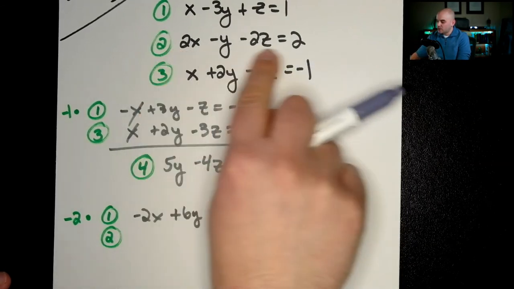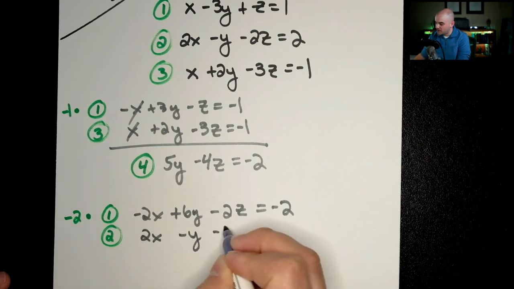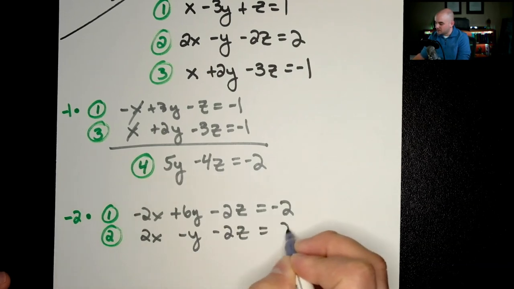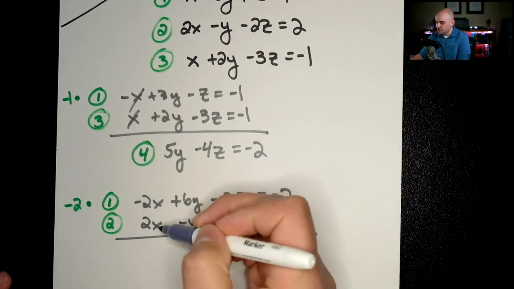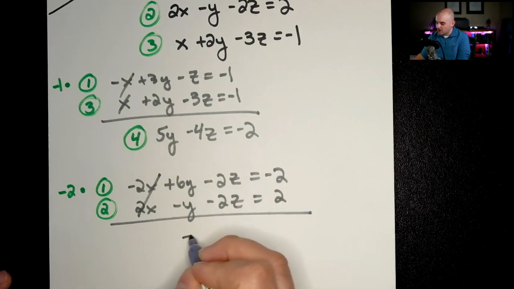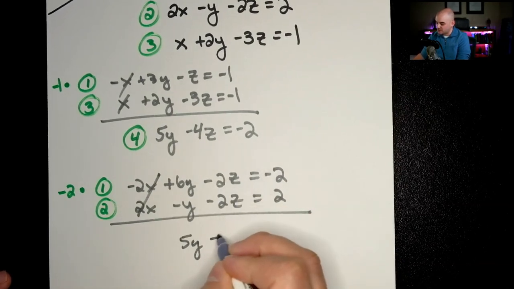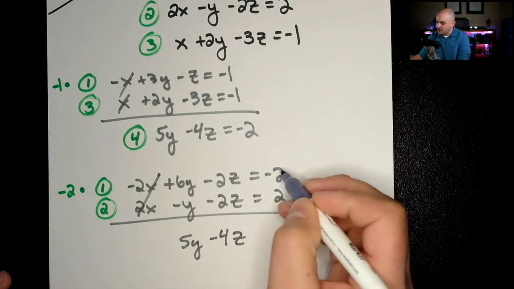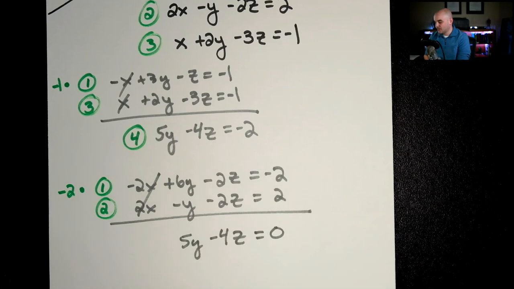Then I'm going to write equation 2 underneath it. 2x minus y minus 2z equals 2. And I'm going to add these. Negative 2x plus 2x, they cancel out. 6 minus y is 5y. Negative 2z and negative 2z gives me negative 4z. And negative 2 plus 2 gives me 0. I'm going to call this equation 5.